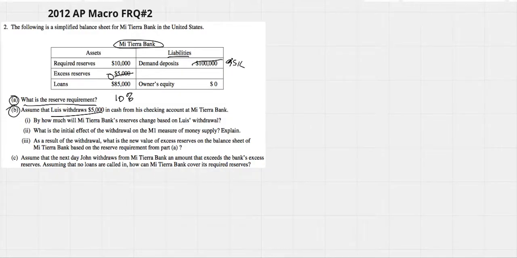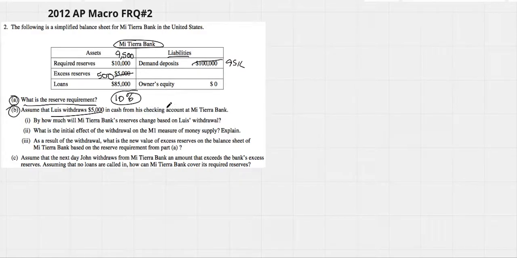But now that this has dropped down to 95,000, we don't need the whole 10,000 in required reserves, because remember, we only need 10% of whatever's in demand deposits. So this would drop down to 9,500. Understand that $500 didn't just disappear. Now it's not needed in required reserves, so that extra $500 would flow into excess reserves.